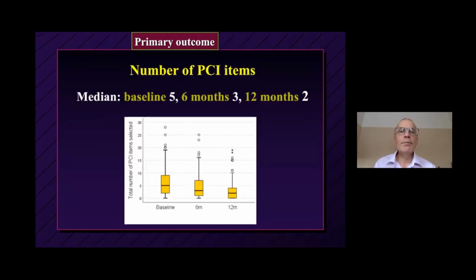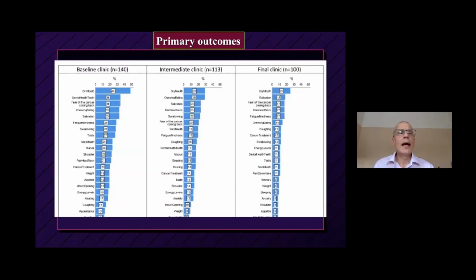In terms of the number of PCI items at each consultation, there was a median of 5 at baseline, 3 at 6 months, and 2 at 12 months. And this is the typical profile of the PCI group with, again, dry mouth, dental health, fear of the cancer coming back, pain and fatigue, salivation, scoring very highly in this group.